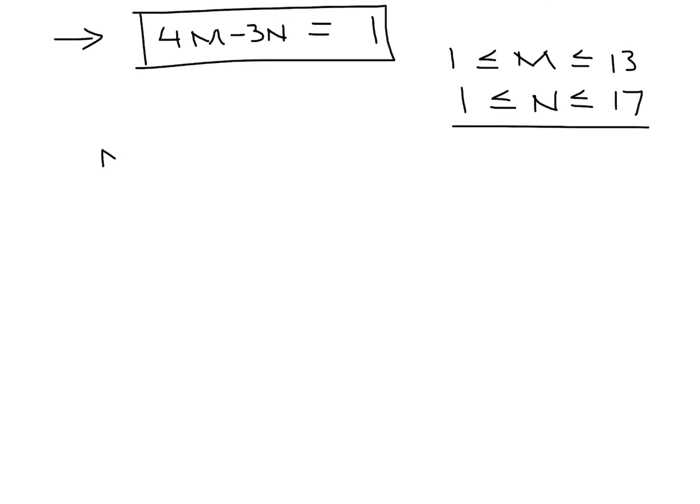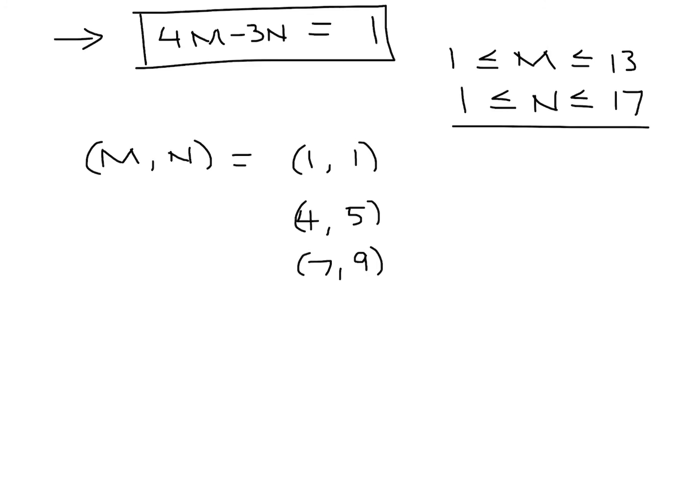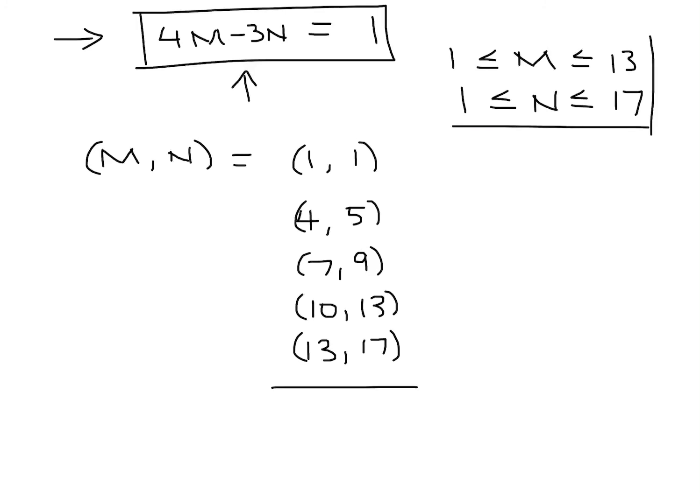So our solutions for (m, n) are going to be (1, 1). That's our first one. (4, 5). (7, 9). (10, 13). And finally, (13, 17). These will satisfy this. And this is the most we can get because we have to stay within our boundaries. We can't go beyond that.